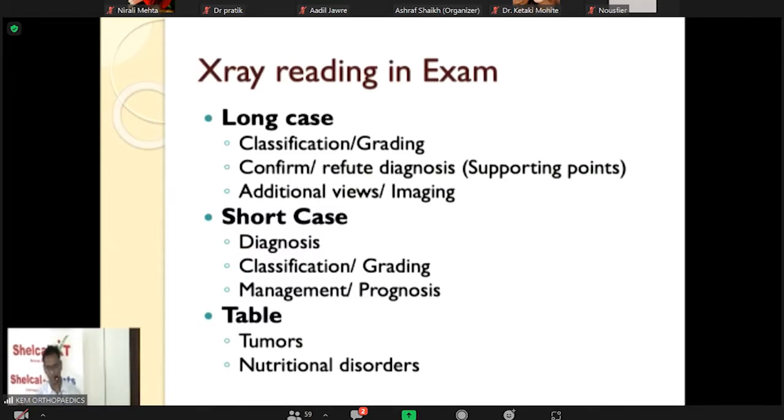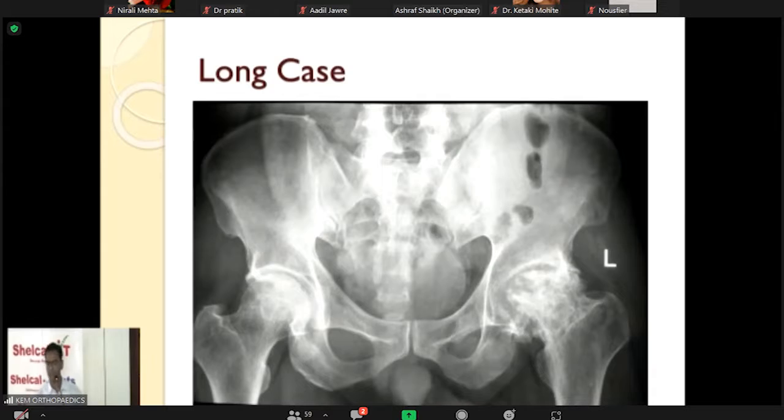So X-ray reading is all throughout the exam, whether long case, short case, as well as in your vivas. So a typical hip long case. Anyone would like to read this X-ray? Let's start one by one. The person in blue, yeah. Can you read it for us?